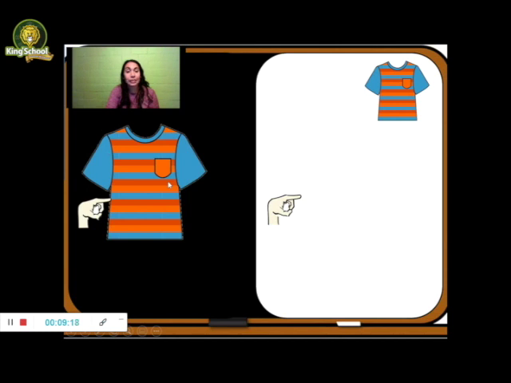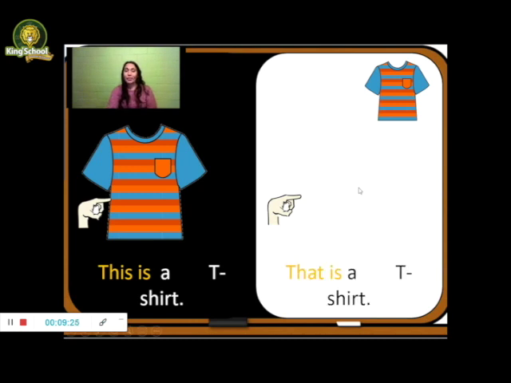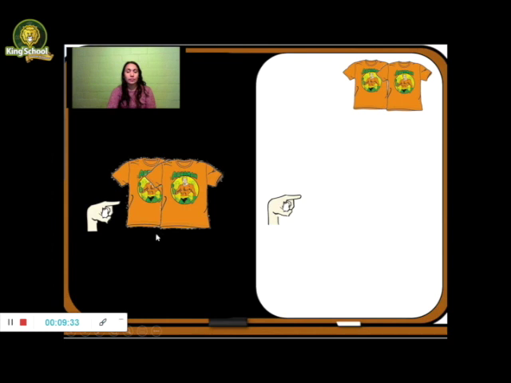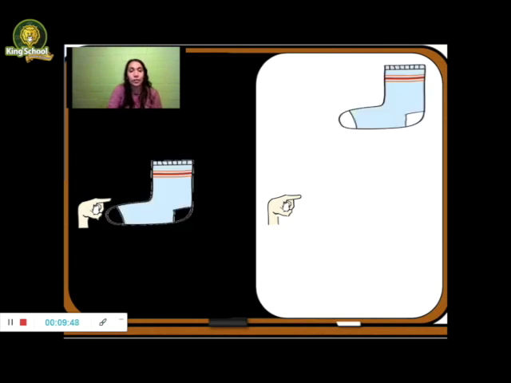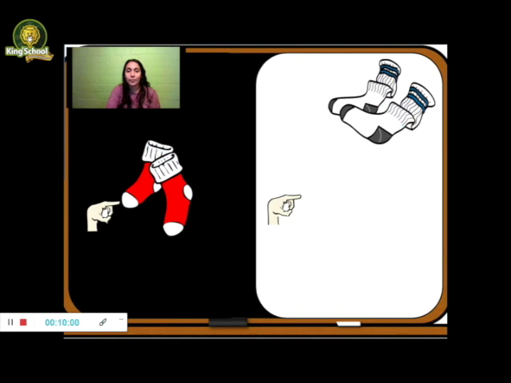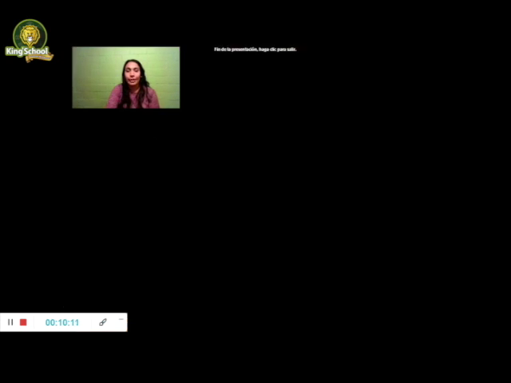What is this? This is a t-shirt. And that is a t-shirt. This and that. What about this? That is near to me. Near, yeah? Close to me. These are t-shirts and those are t-shirts. What is this? This is a sock. And that is a sock. But the plural form is, these are socks and those are socks. Yeah?